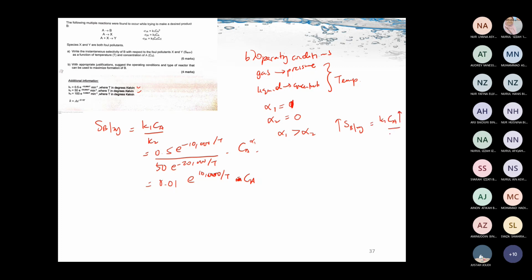Okay, so macam mana nak tinggikan CA, tengoklah run at high concentration of A, alright, without any inert and so on. Okay, so tengok balik lah pada analisis tu, okay, yang you belajar sebelum tu.